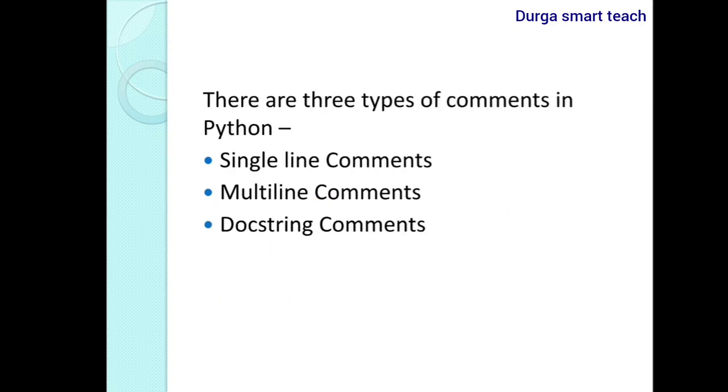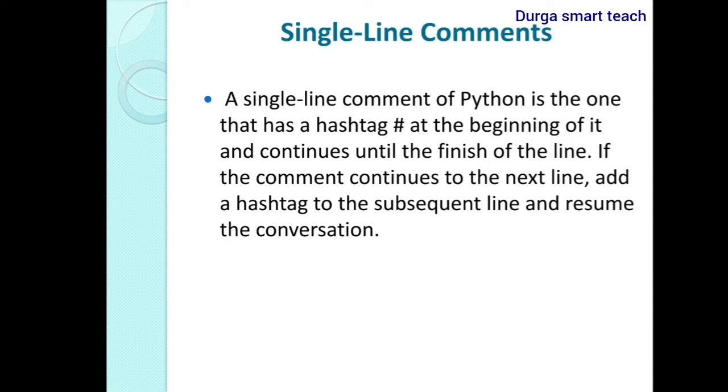So there are three types of comments in Python. One is single line comment, second one is multi-line comment, and the third one is docstring comments. Okay, so let's see one by one. The first one is single line comment.